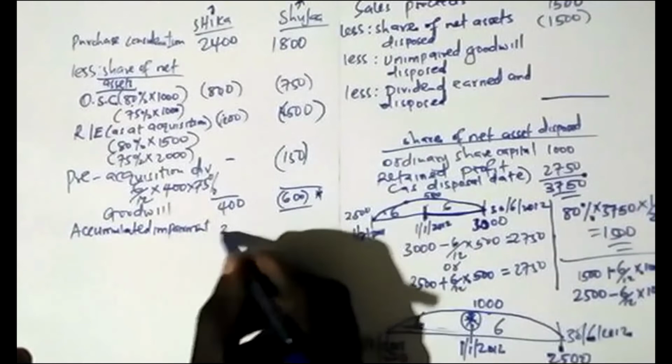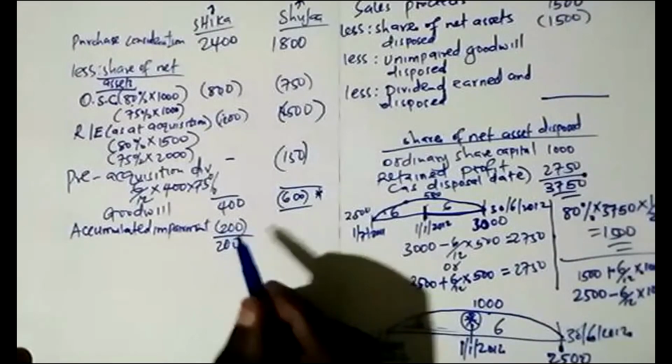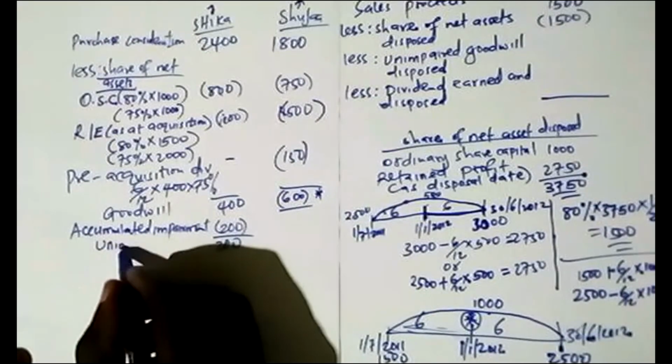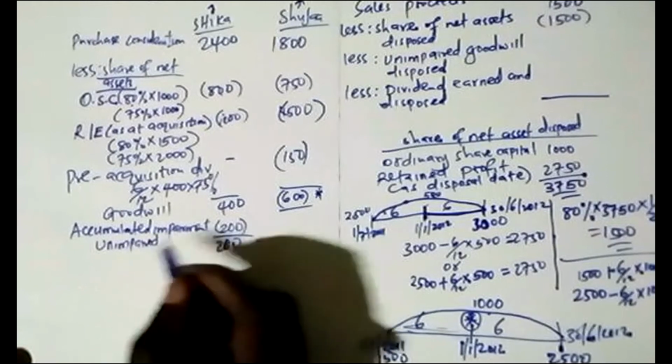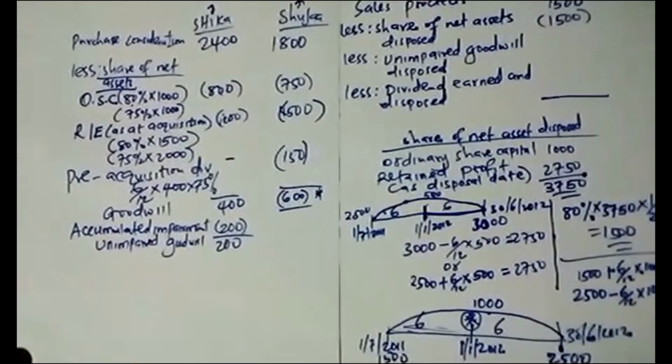So accumulated impairment: half of the 400, I'm getting 200. So that I'm getting 200 here. So that is now the unimpaired goodwill. Unimpaired goodwill. So if we go back to the question again, we can check if there was any impairment for the current year.